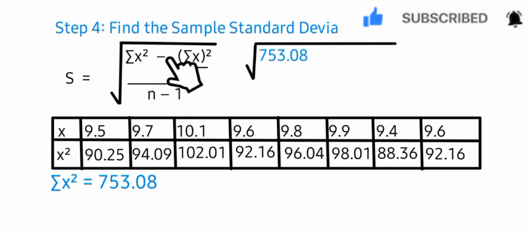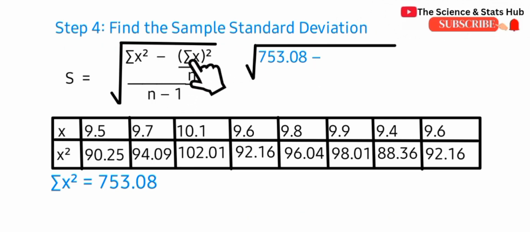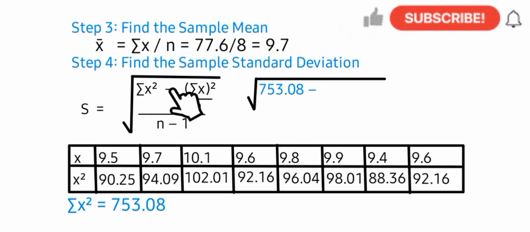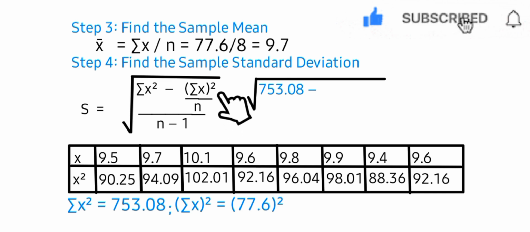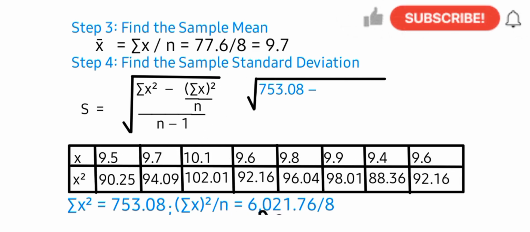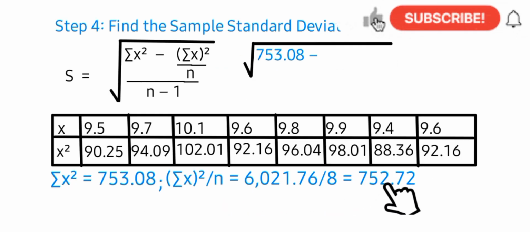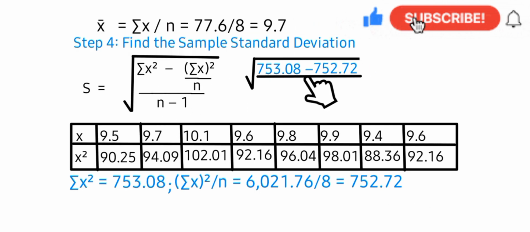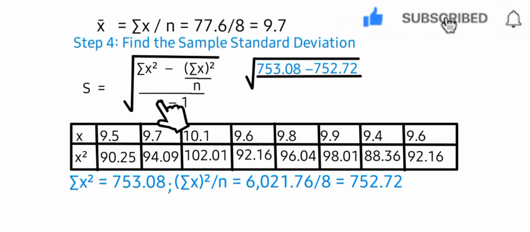And then we have minus summation x all squared. Remember, we got summation x value to be 77.6, so 77.6 squared gives this, and then divide by n. N value is 8, that is the sample size. So this value divided by 8 gives this. Divide by n minus 1. We did say our n value is 8. 8 minus 1 gives 7.